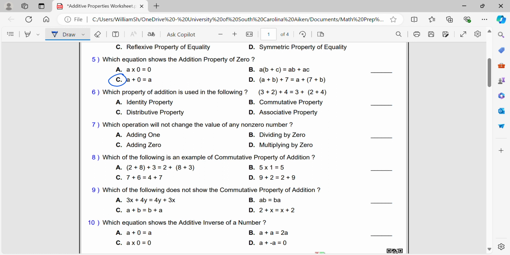Let's look at number 6. Which property of addition is used in the following? It says 3 plus (2 plus 4) equals (3 plus 2) plus 4. That's your associative property of addition, right there. Doesn't matter how you associate it. Because it's addition, it doesn't matter even the order you add it in. It's all going to give you the same thing.